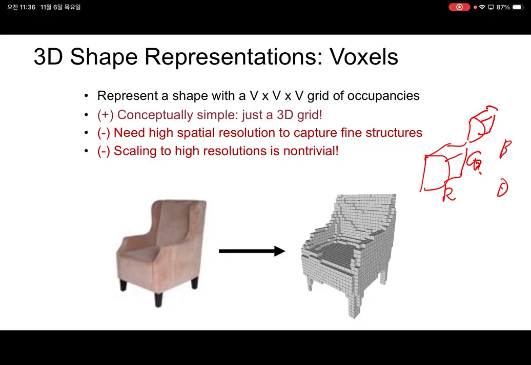So conceptually very simple, just a 3D grid, that's all. Very similar to image. We are already very familiar with image. But as I said, it needs high spatial resolution to capture fine structures. X, Y is not enough. We need Z-axis, and then memory requirement becomes very huge. So scaling to high resolution is non-trivial.